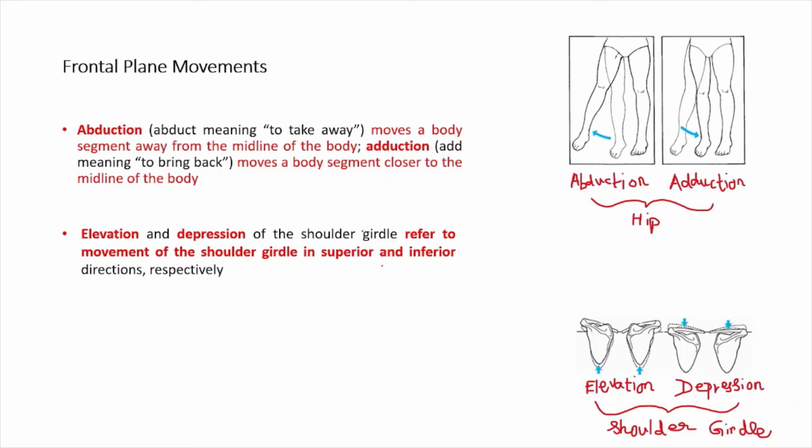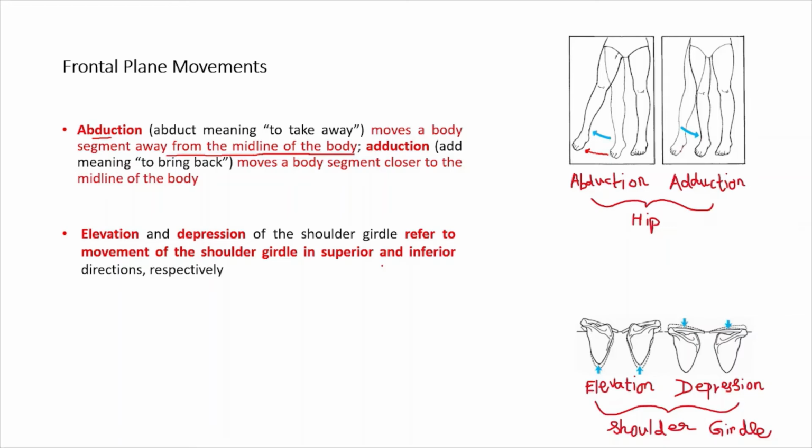Now we come to frontal plane movements. The frontal plane movements include abduction, which is the movement of the body segment away from the midline of the body along the frontal plane. If you move the body segment away from the midline of the body, like in this figure, as you can see, the leg is moving away from the midline of the body in the frontal plane, then it is called abduction.